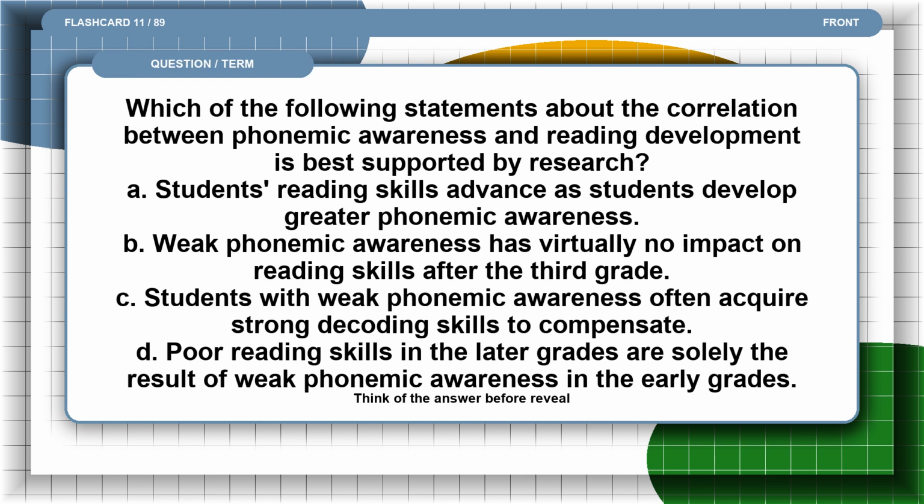Flashcard 11. Which of the following statements about the correlation between phonemic awareness and reading development is best supported by research? A. Students' reading skills advance as students develop greater phonemic awareness. B. Weak phonemic awareness has virtually no impact on reading skills after the 3rd grade. C. Students with weak phonemic awareness often acquire strong decoding skills to compensate. D. Poor reading skills in the later grades are solely the result of weak phonemic awareness in the early grades. Pause and think of the answer before the reveal.